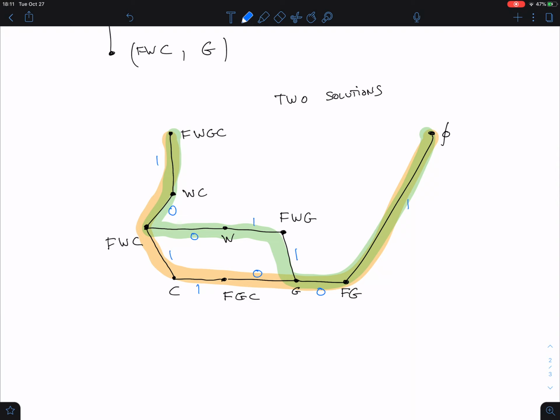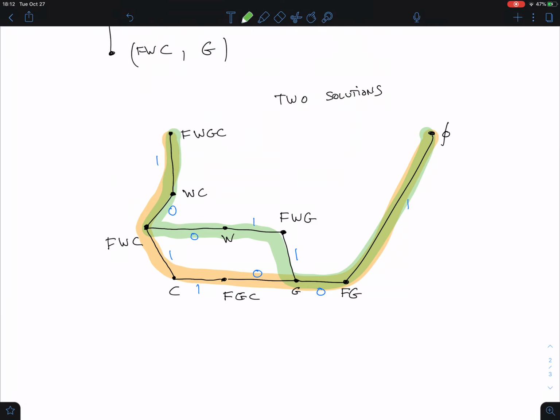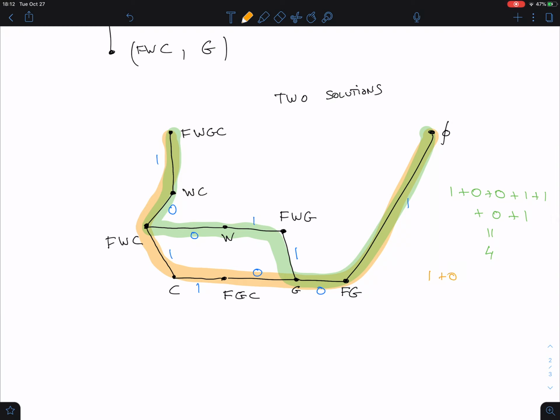So let's now calculate the values of each of these. What's the value on the green part? It's 1 plus 0 plus 0 plus 1 plus 1 plus 0 plus 1. What I'm listing is, this is the path, and each time I list the cost of the edge. And this is 4. What is the other part, the orange part? 1 plus 0 plus 1 plus 1 plus 0 plus 0 plus 1. And this is therefore equal to 4.